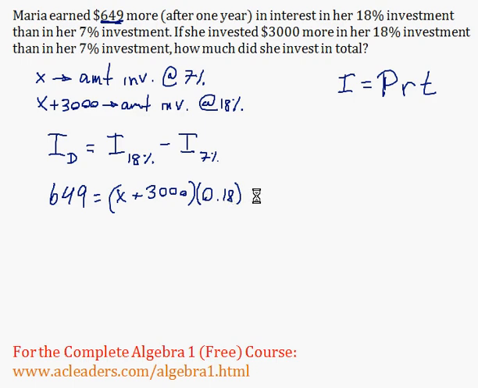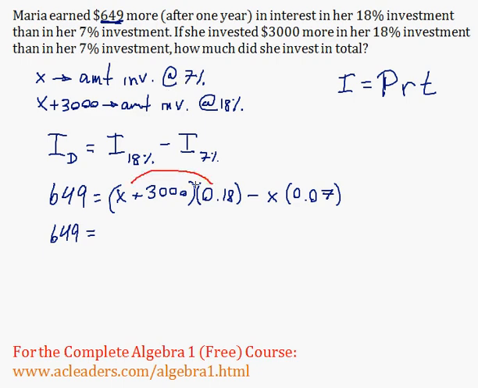Now we're subtracting the amount of interest she earned at 7%. Now the principal at 7% is just X, because that's the amount invested at 7%. And the rate, when you're investing at 7%, is just going to be 0.07 times 1, which is the time. Now here at this point we can just solve for X. And once we find X, we know the amount that she invested at 7%.